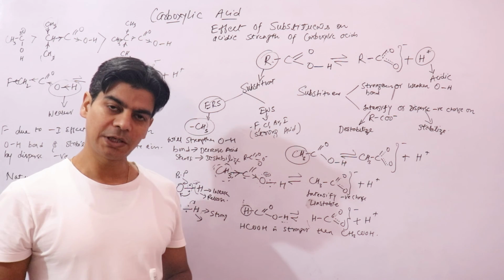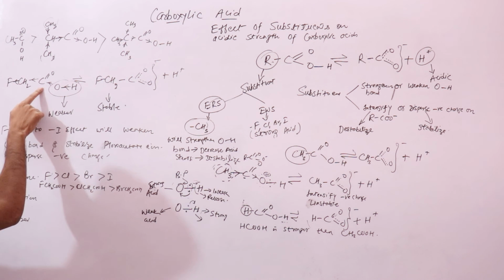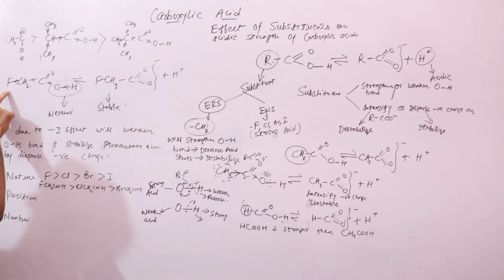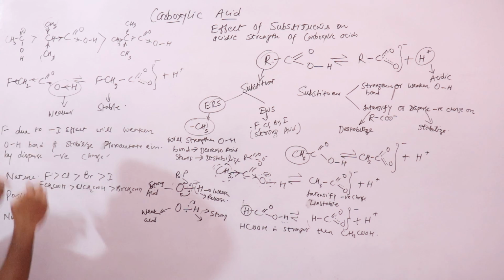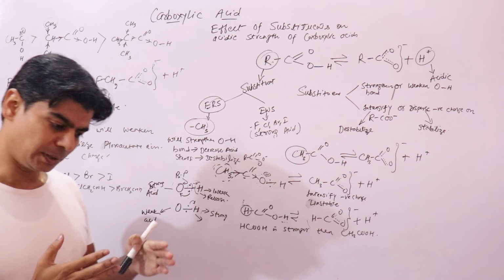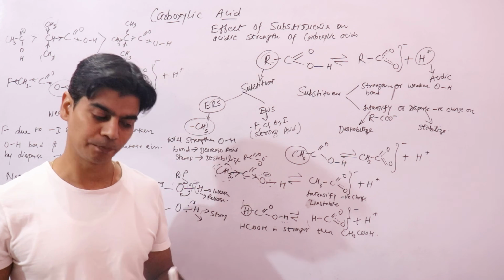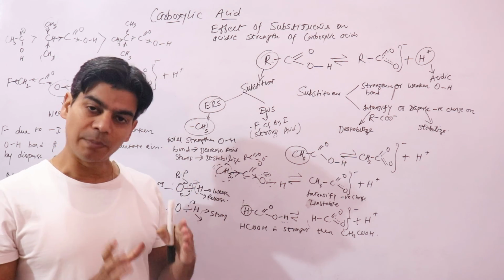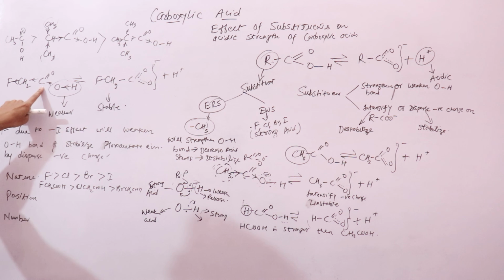Now the other point is, we talk about position. We have studied in inductive effect that as the distance of this group from this carbon increases, the inductive effect will decrease, because this electron withdrawing effect of this halogen atom is due to the minus I effect, the inductive effect. So this minus I effect will decrease as you move away from this carbon atom, right?